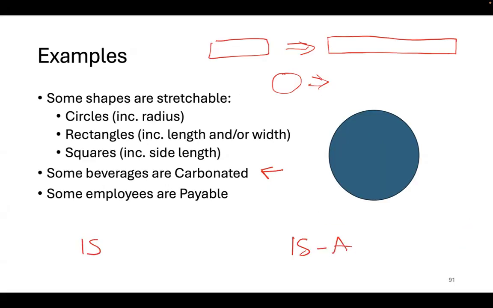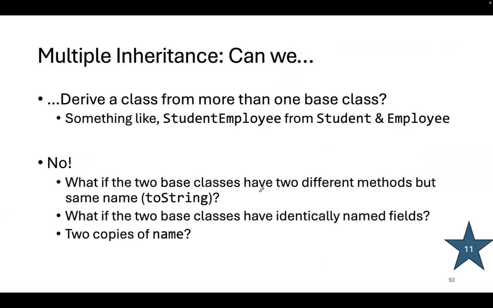And so we've talked about the is-a relationship, and now we'll talk about is-able. So a circle is stretchable. A rectangle is stretchable. We just have to define what that looks like. And something we'll see in the lab is we've got employees and they are payable. And so this is where interfaces come in, because we kind of want to have it both ways.